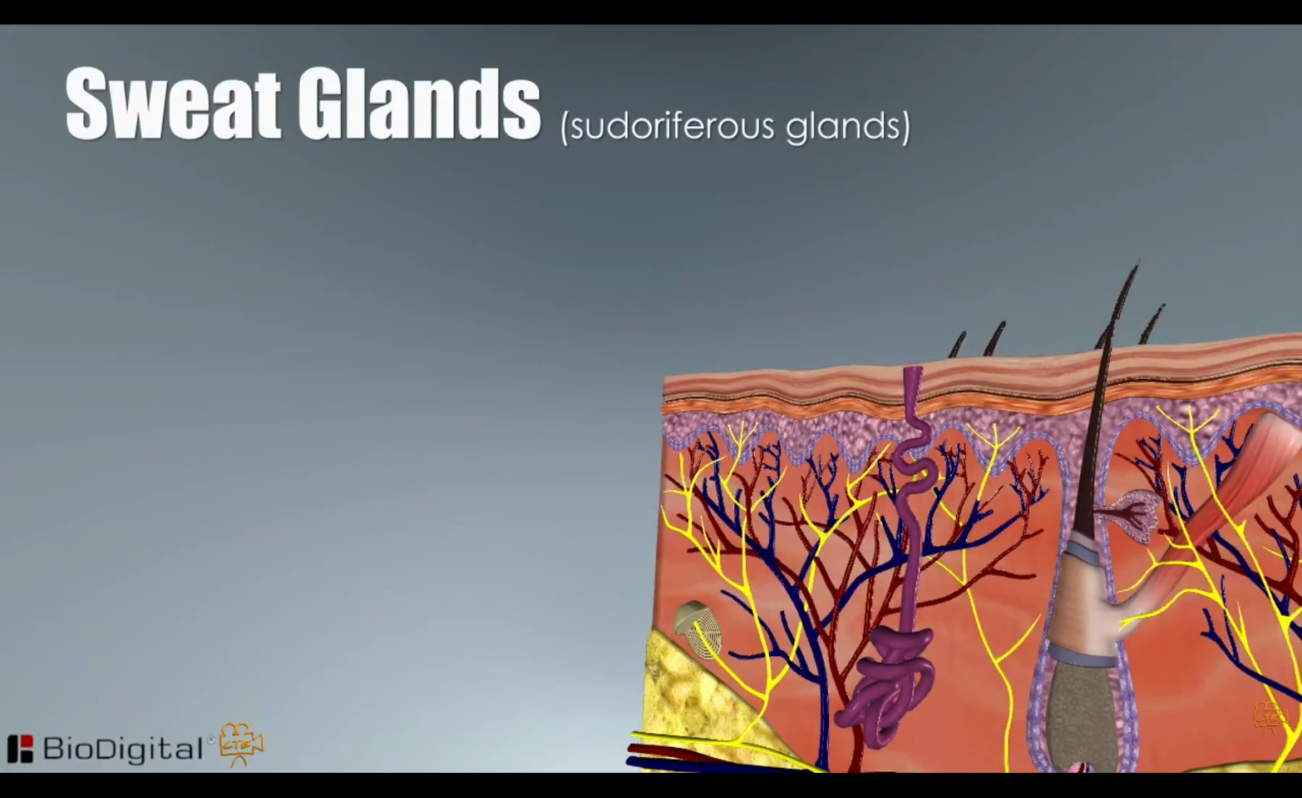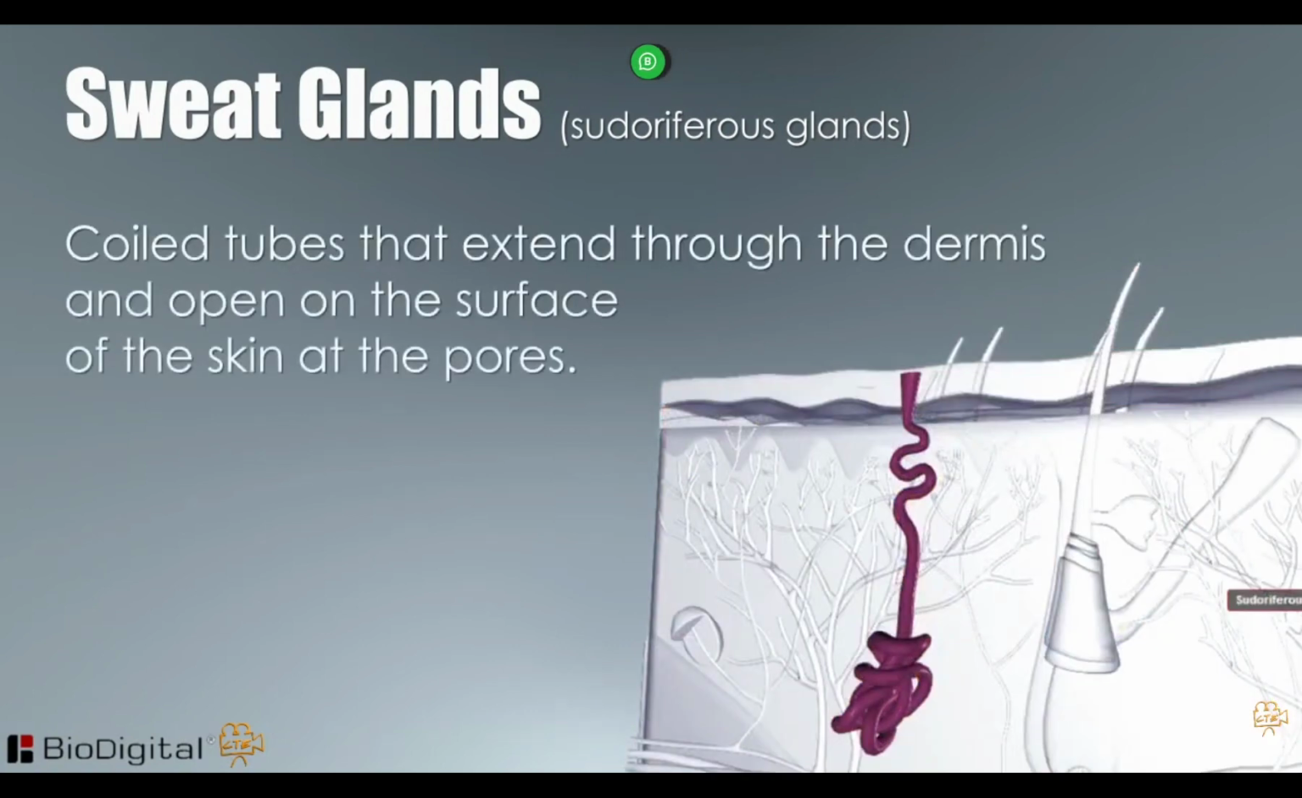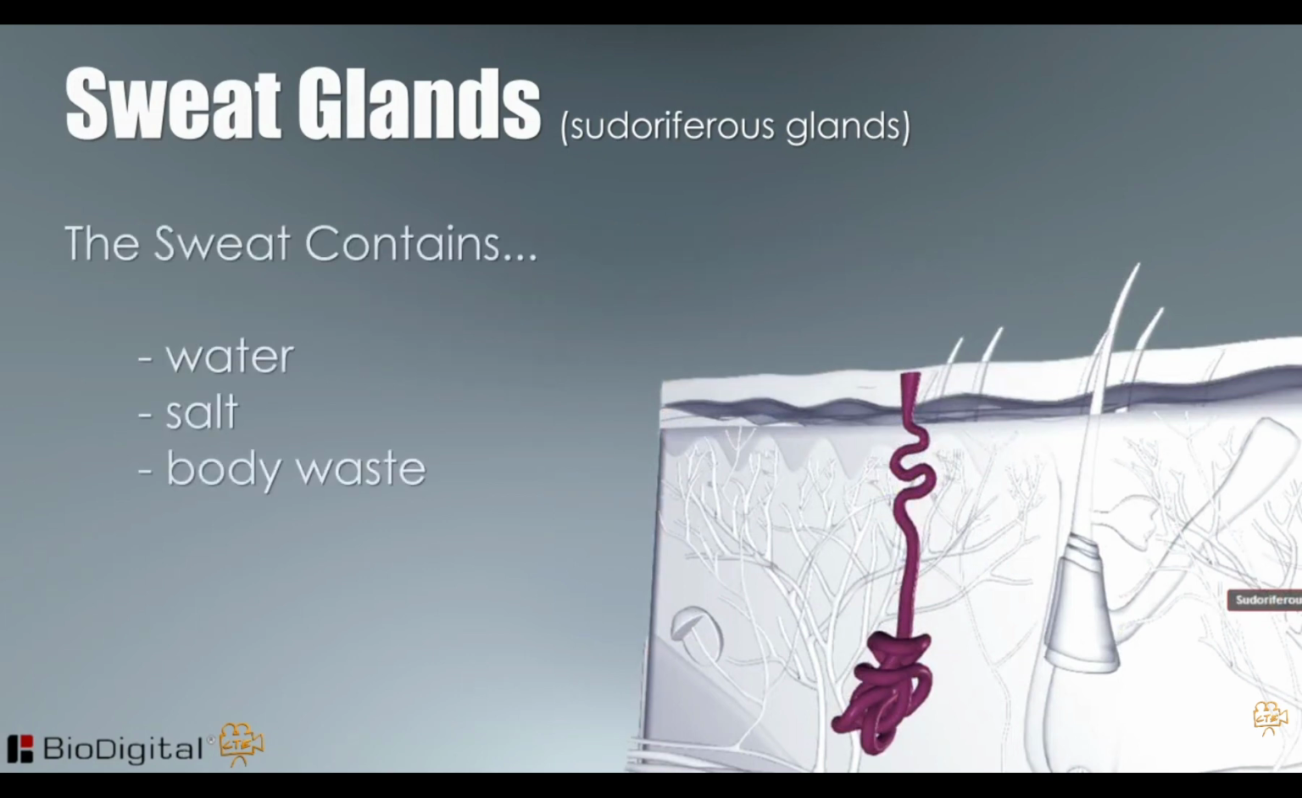Sweat glands, or sudoriferous glands, are coiled tubes that extend through the dermis and open on the surface of the skin at the pores. The sweat, or perspiration, eliminated by these glands contains water, salt, and some body wastes.